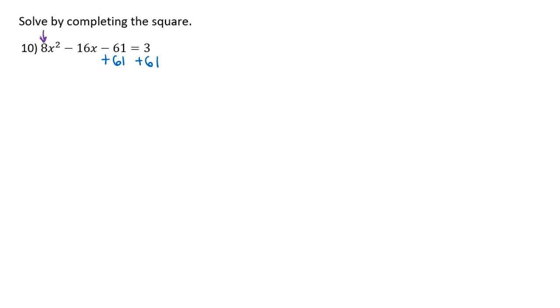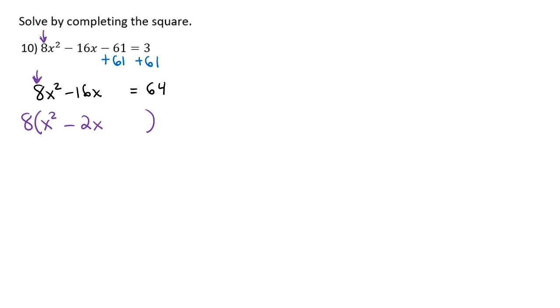And so what we're going to have here is 8x squared minus 16x equals 64. Now that we have that set up, once again, we have this number in front of x squared, which means we need to GCF. And for the problems that you're going to come across in this course, your GCF is always that number in front of x squared. So I'm going to pull out an 8. So 8 times x squared would get me 8x squared. Then 8 times negative 2x would get me negative 16x.